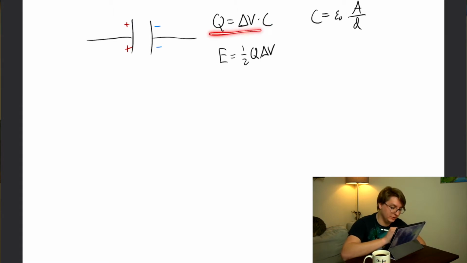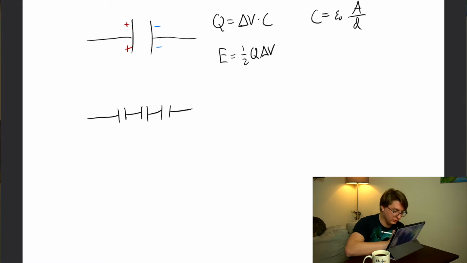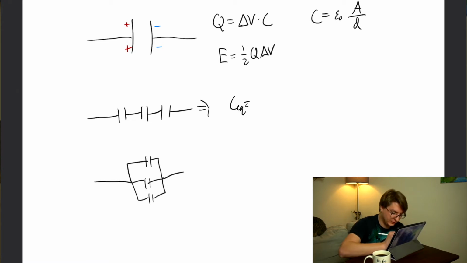We can always use these two equations to exchange quantities. Maybe we don't know the charge, but we know the voltage and capacitance. We can always take out what we don't know and substitute it in. So we learned how to break things into equivalent capacitors. We learned how to break things into equivalent components. So we have parallel, we have series. For capacitors, in series is this 1 over weirdness.